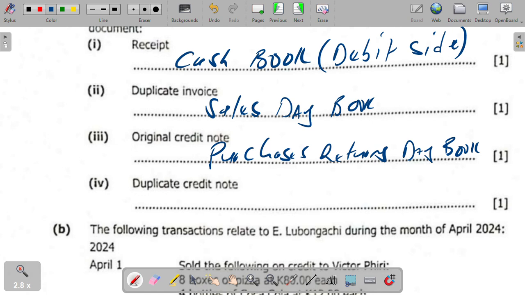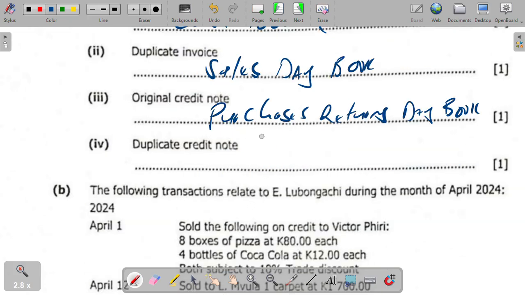The original credit note is received by the buyer once the buyer returns goods to a supplier. So the original credit note is received by the buyer when goods are returned to the supplier. This is recorded in the purchasers returns day book. All right, we continue.